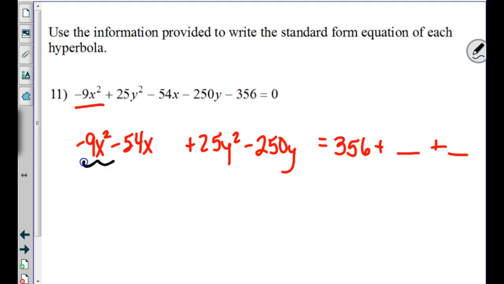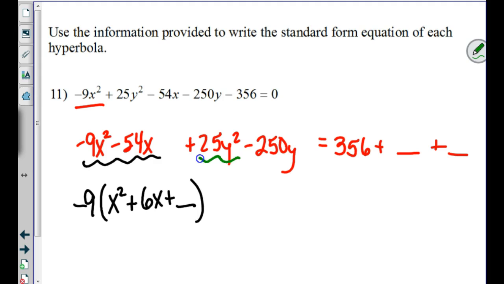Okay, what do I need to take out of these two? Yeah, I have to have an x squared by itself to complete the square. So I'm just taking out the coefficient on the squared term, which is -9. So then what's -54 divided by -9? +6.